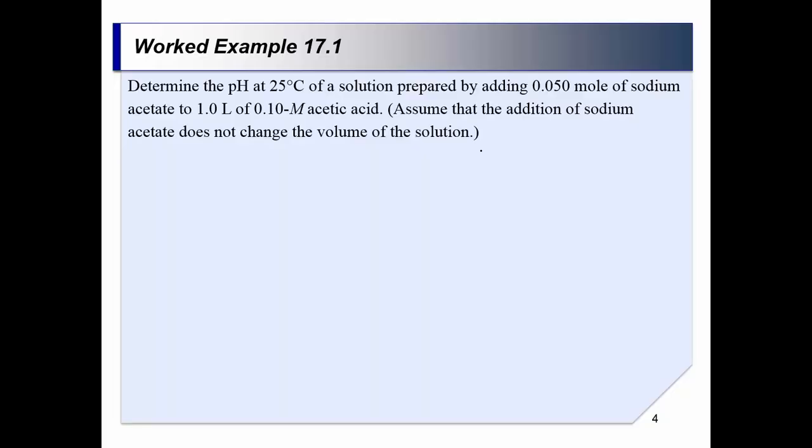So when we work this example, if we're going to determine the pH at 25 degrees of a solution prepared by adding 0.05 moles of sodium acetate to 1 liter of 0.1 molar acetic acid, assuming the addition of sodium acetate will not change the volume. So we're still working with 1 liter. That's why that is there. We need to determine the pH.